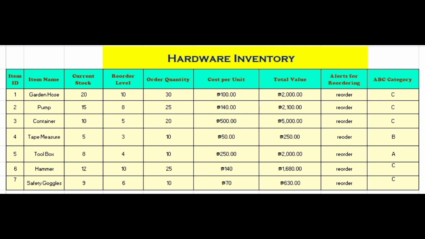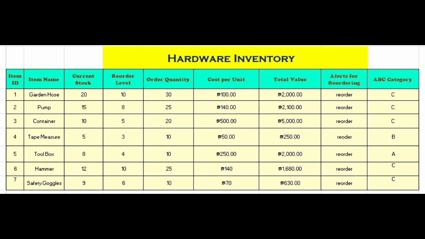And the container is 500 as a cost times 10, so the product is 5,000. Tape measure, which costs 50 pesos times 5, is equal to 250 pesos. Then the toolbox, 250 times 8, is equal to 2,000. And the hammer, which costs 140 pesos multiplied by 12, is equivalent to 1,680. And the safety goggles, which cost 70 pesos multiplied by 9, is equivalent to 630 pesos as the product.